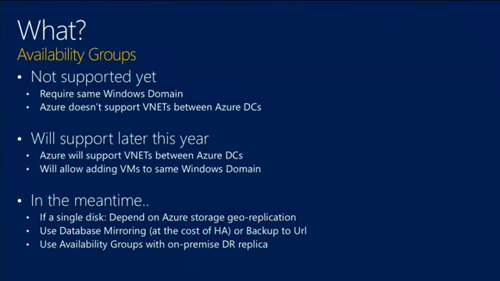Or the other thing you can do is take a dependency on backup to URL, where you're taking a backup from your SQL Server in one Azure data center and storing the backup in a different data center. The other thing that we have some customers doing today is they actually have availability groups running from Windows Azure to their on-premise domains. So they actually have the disaster recovery replica on-premise.